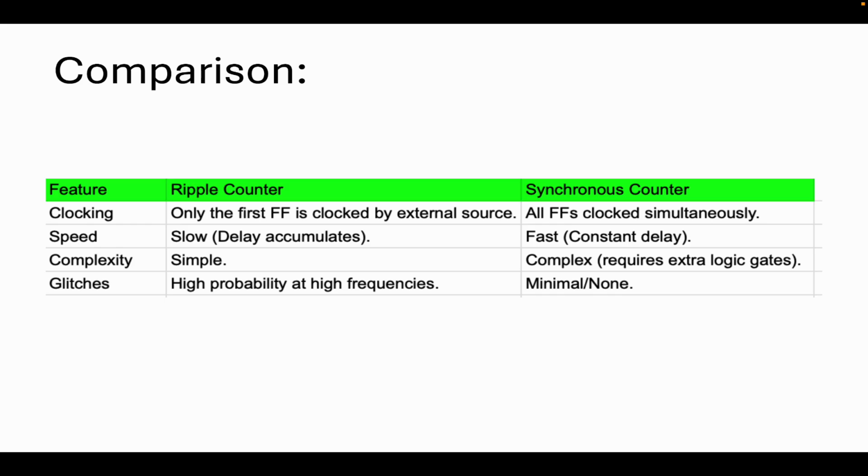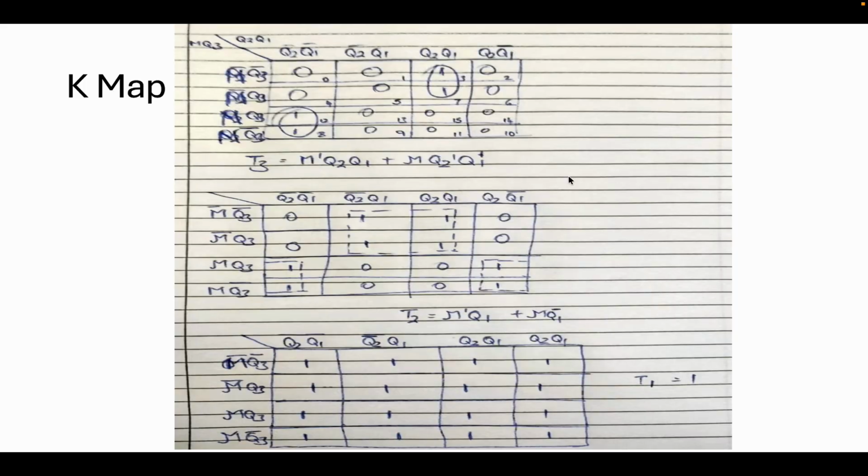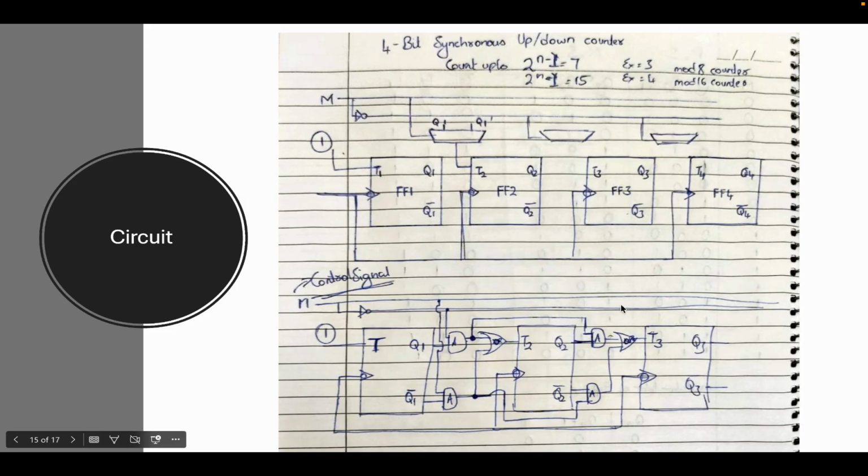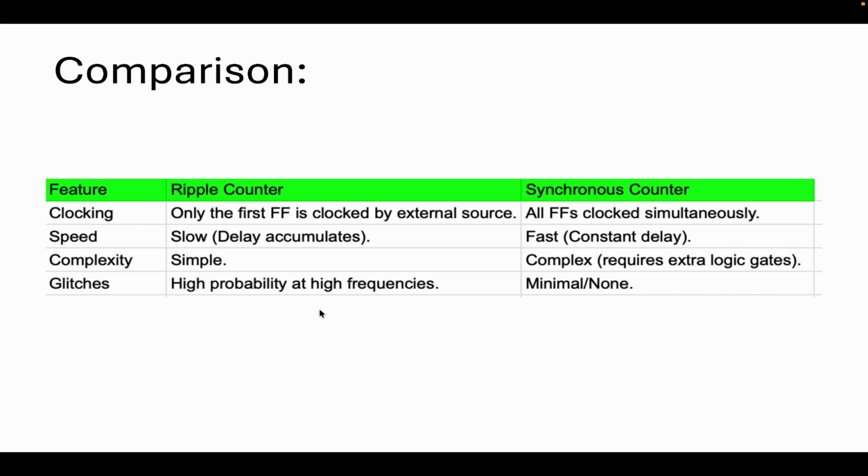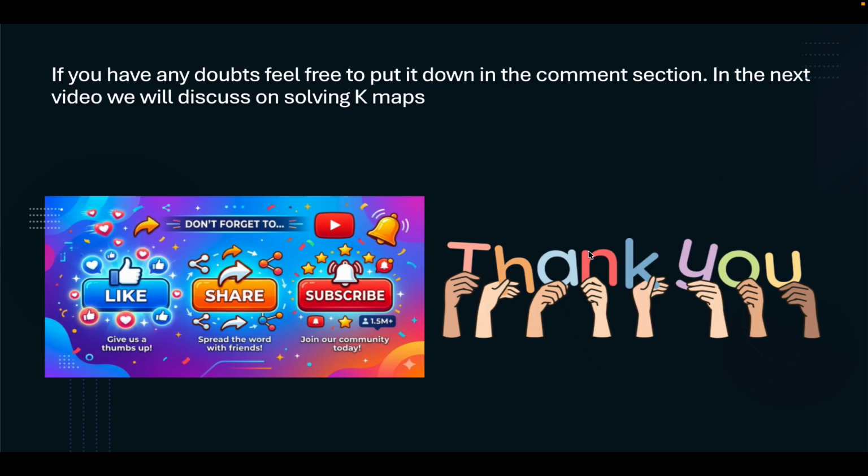So let us see a comparison. Clocking: in a ripple counter, only the first flip-flop is clocked by an external source. In a synchronous counter, all flip-flops are clocked simultaneously. Here it is slow, here it is fast. The ripple counter is simple, but the synchronous one requires a lot of logic. See, we have to do all this work to design just this one counter. But the better part is it can do both up and down counting. Here it is very prone to glitches. Here it is minimal, very less.